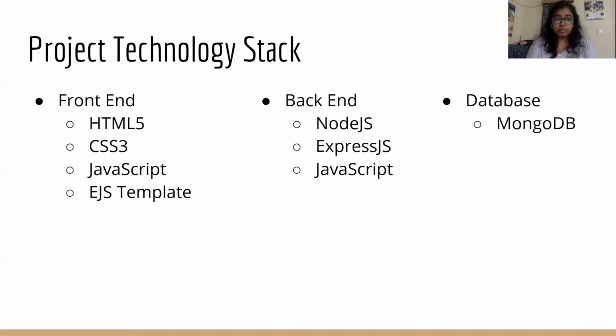For front end, we basically used HTML5, CSS, JavaScript, and EJS for styling. For back end, we used Node.js, Express.js, and JavaScript. And for the backend database, we used MongoDB to store our data. Now the architecture of the project, I'll just explain how it works.